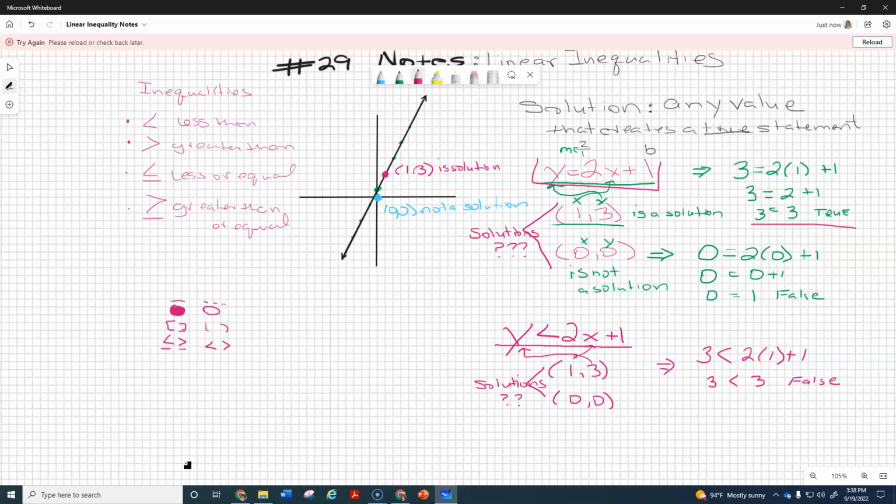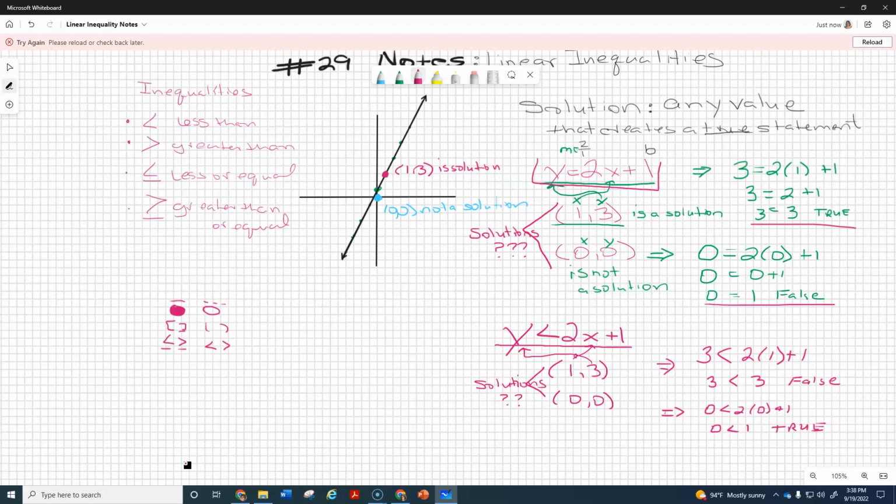Because 3 is not less than 3. I'm going to do the same thing for the 0, 0. I'm going to plug in 0 is less than 2 times 0 plus 1. And this time I get 0 is less than 1, and this time I get a true statement. So when I changed from an equation to an inequality, both of my truth values changed. My true value became false and my false value became true.